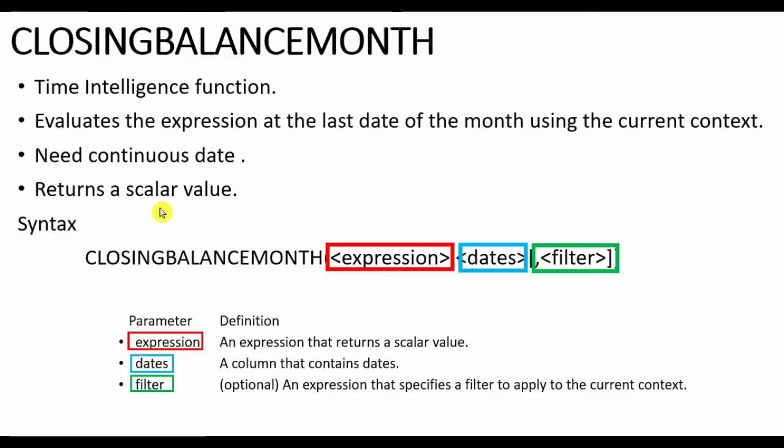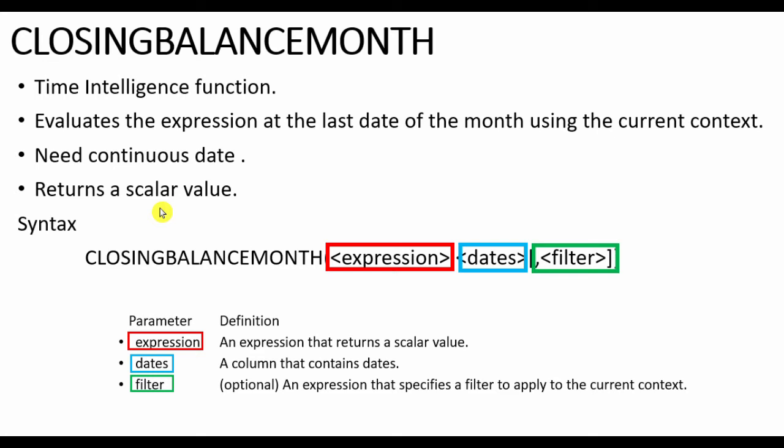In this video, we are going to discuss the CLOSINGBALANCEMONTH function. It is a time intelligence function. It is used to evaluate an expression at the last date of the month using the current context. To implement the function, we need a continuous date column.